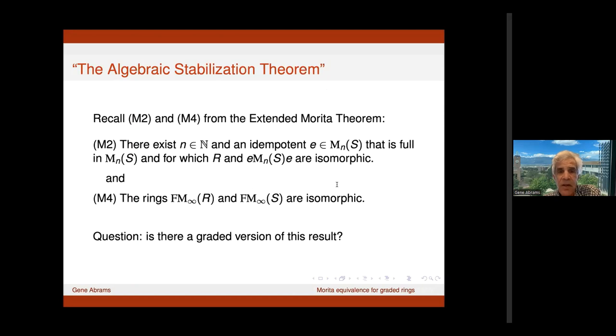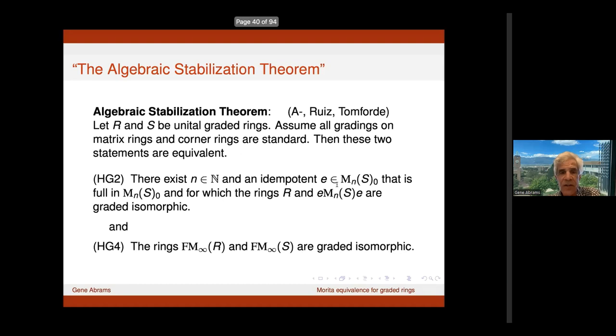Okay, so here, just as a reminder, were the conditions M2 and conditions M4 in what we call the extended Morita theorem. And the question is, is there a graded version of this result? Because now if we take graded rings, we have a grading on the M infinities, and we can talk about gradings on the appropriate corners of matrix rings. And the answer turns out to be yes. And this is what we call the algebraic stabilization theorem.